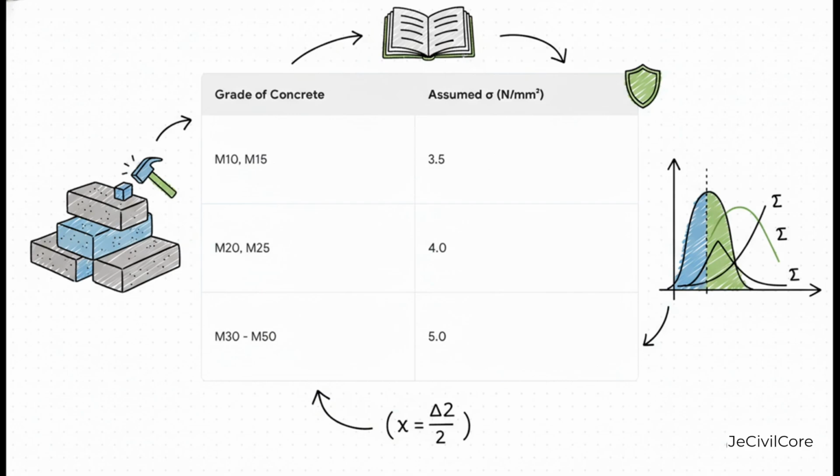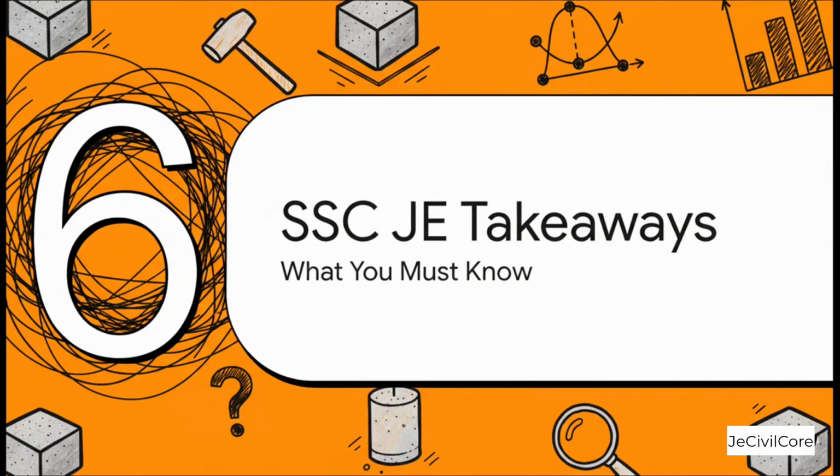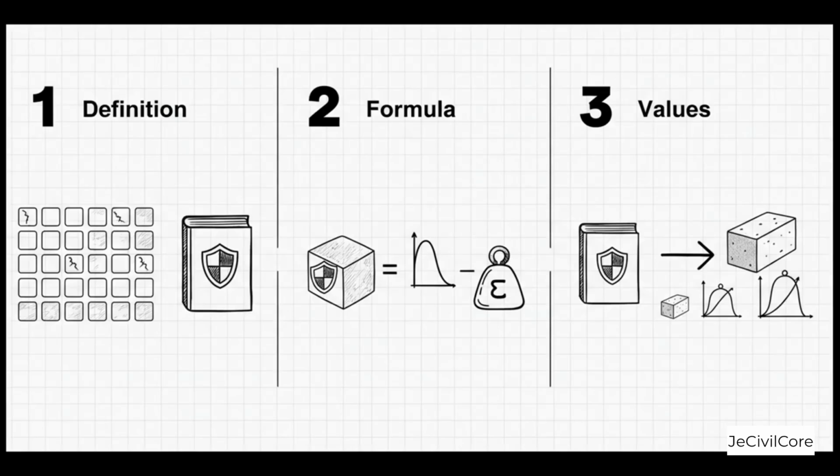It's a lifesaver. We have covered a lot of ground. Now let's bring it all home. Let's distill everything we've talked about down to the absolute essentials that you are most likely to see on your SSC JE exam. Okay, here we go. Number 1, you have got to be able to recite the definition of FCK from IS 456 by heart. That whole 5% rule is pure gold for objective questions.